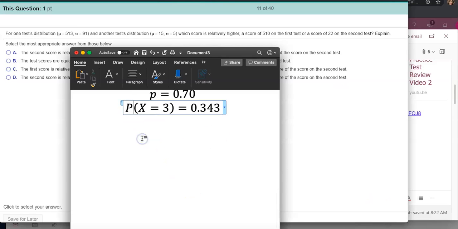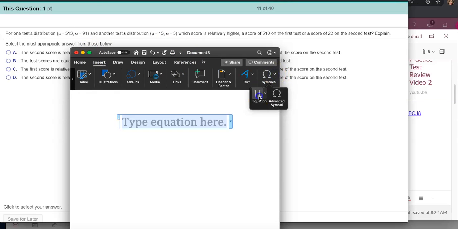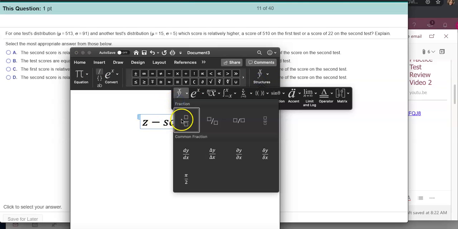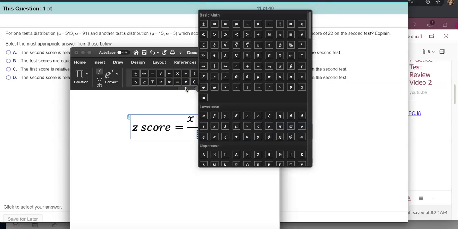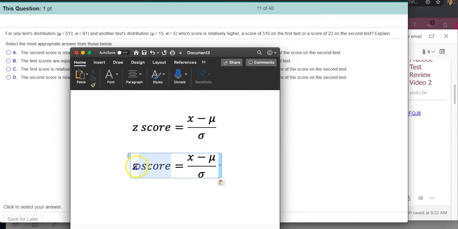Alrighty, on my little notepad, I've been taking notes from my other problems. I'm going to go ahead and type in the z-score formula. Remember, z-score equals x minus the mean, the actual value that you get, minus the mean, and then you're going to divide that by the standard deviation of the distribution, right? That's what you're going to do, so let's go ahead and find the z-score for the first test.